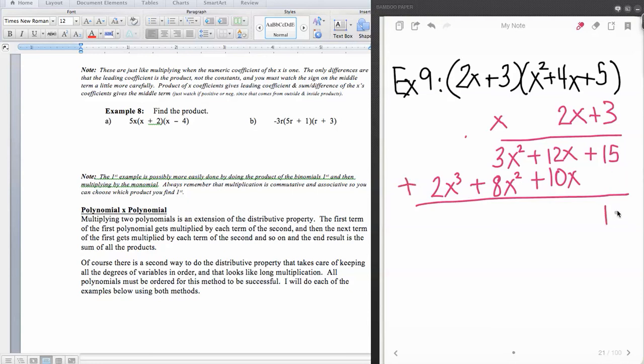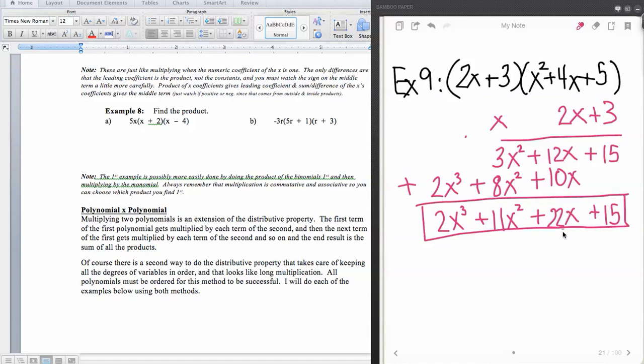So 15 and nothing is 15, and that gets a plus put between it. And 10 and 12 is 22, and those are x's. And then plus 8 and 3, that's 11, and those are x squareds. And then plus, and then 2x cubed. And that's the last term, and now I can box it. That's my answer.